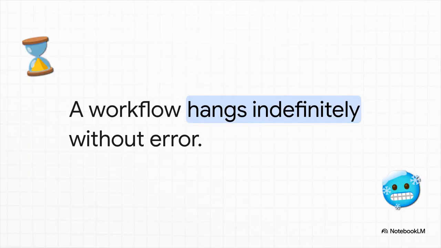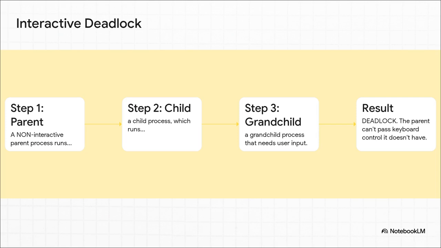All right, now we get to the final boss of this level, the most infuriating bug of all. A workflow starts, and then nothing. It just hangs. Forever. There's no error message, no log entry, no timeout. It's just gone. A digital ghost. These are the absolute worst bugs to debug. So what was it? A nested interactive deadlock.